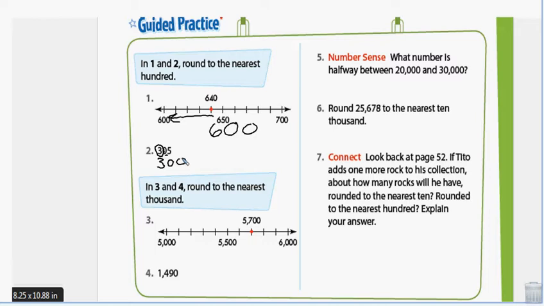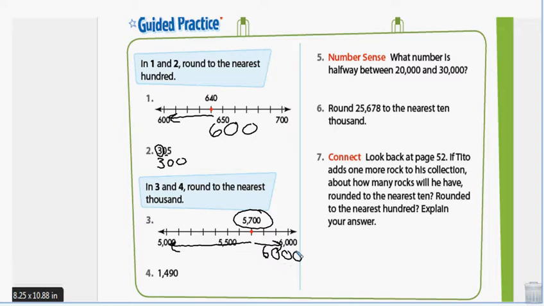Question number 3. In 3 and 4, round to the nearest 1,000. On this one, we're rounding the number 5,700, and we put it on a number line, and you can see 5,700 is closer to 6,000 than it is to 5,000. So we're going to go ahead and round that. That's going to round to 6,000.